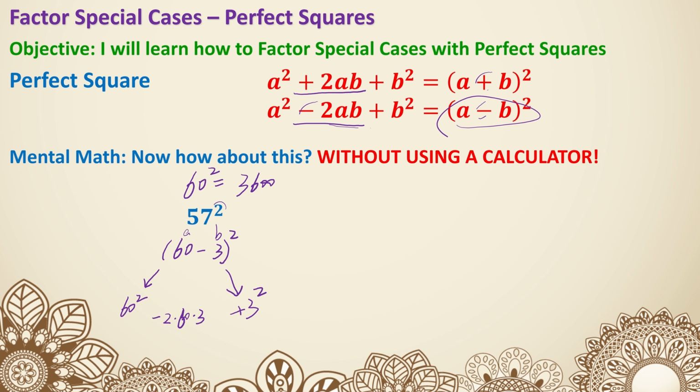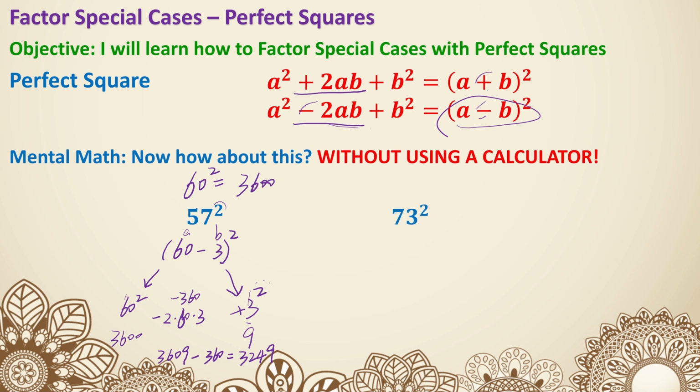Let's see if we can do everything in our head. 60 squared is 3600, and 3 squared is going to be a 9, and then 2 times 3 is a 6 times a 60 is going to be a minus 360. So we would end up with 3609 minus 360, which is going to be 3249. Yeah, there we go. So that is 57 squared. And that's exactly how we can use that to help us do things quickly.